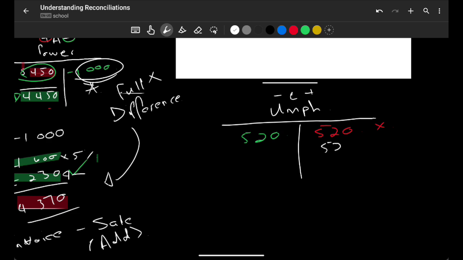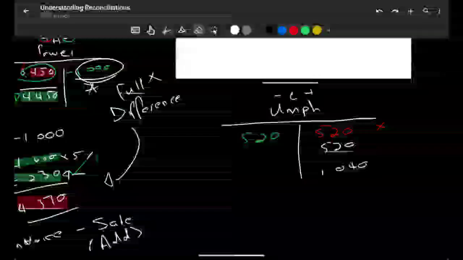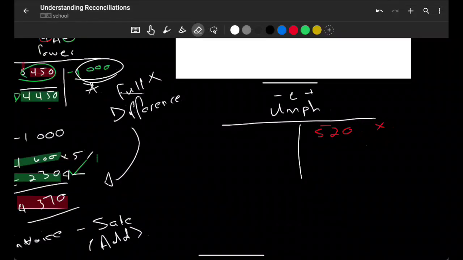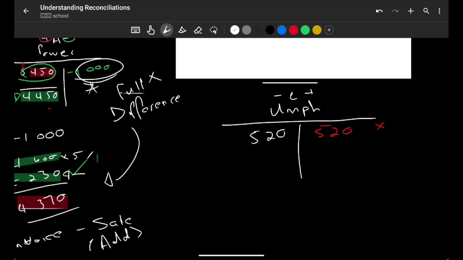Should we add another 520 here? But if we did that, that would mean that our balance here would be 1040. That's incorrect. It can't be, right? So what can we do? What we'll do first is we need to remove this 520. So we're going to say minus 520 there. This removes that, right?